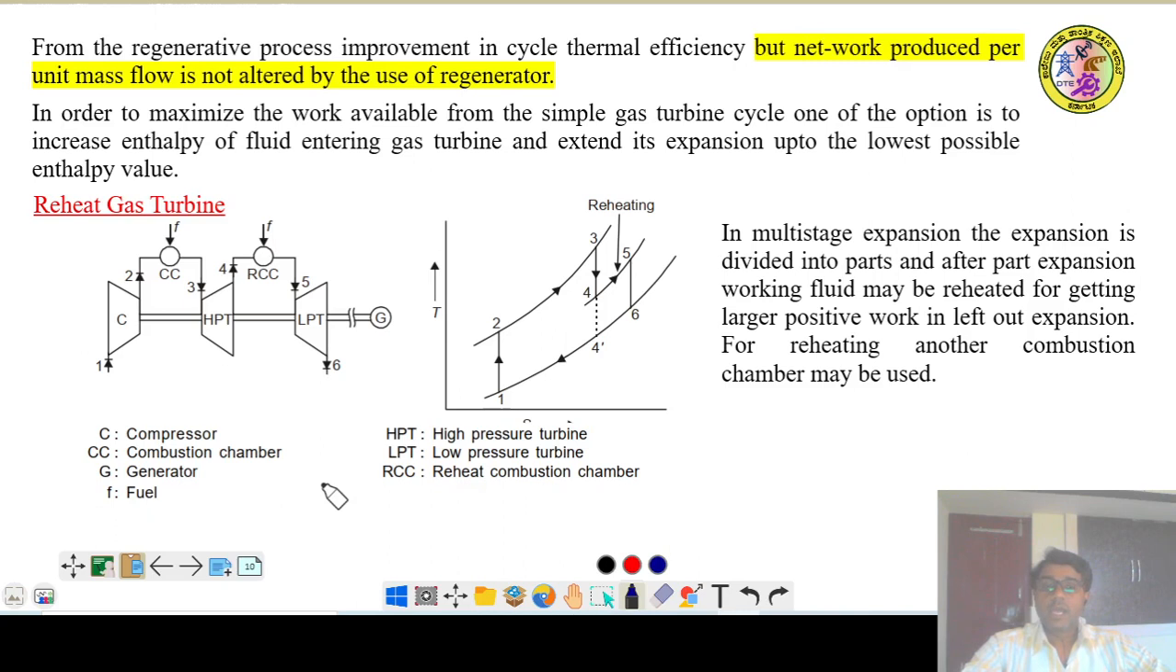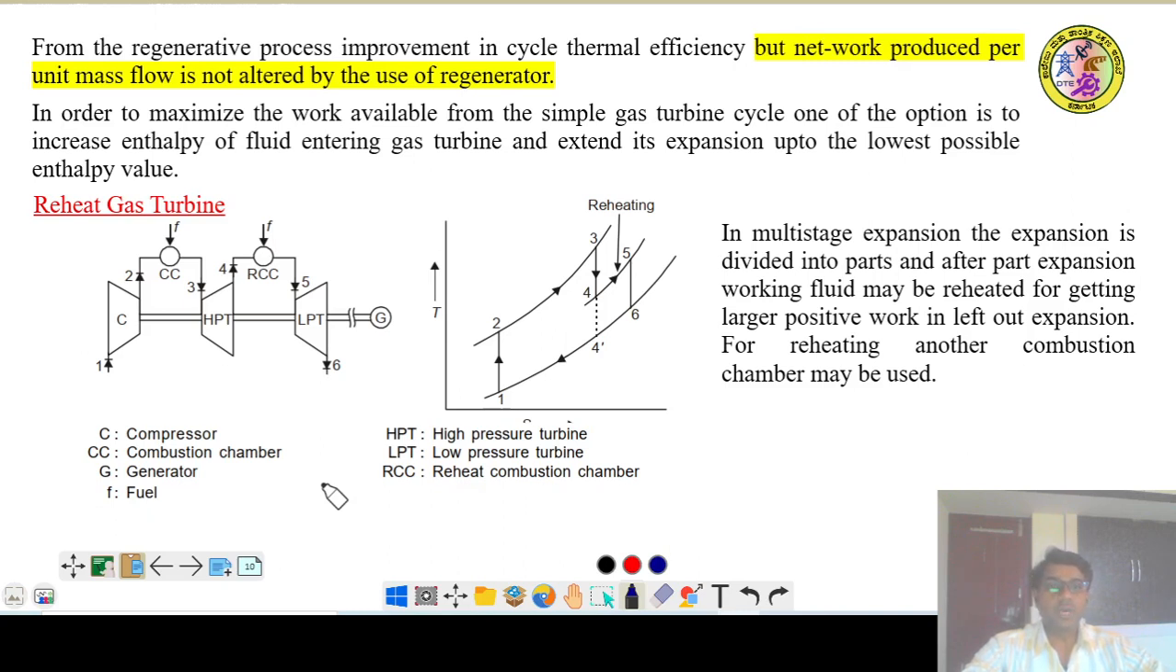So now, next, I want to increase the work. In order to maximize the work available from the simple gas turbine, one option is to increase the enthalpy of the fluid. So if I increase the heat going into the gas turbine, definitely the work done will increase. This is one option.